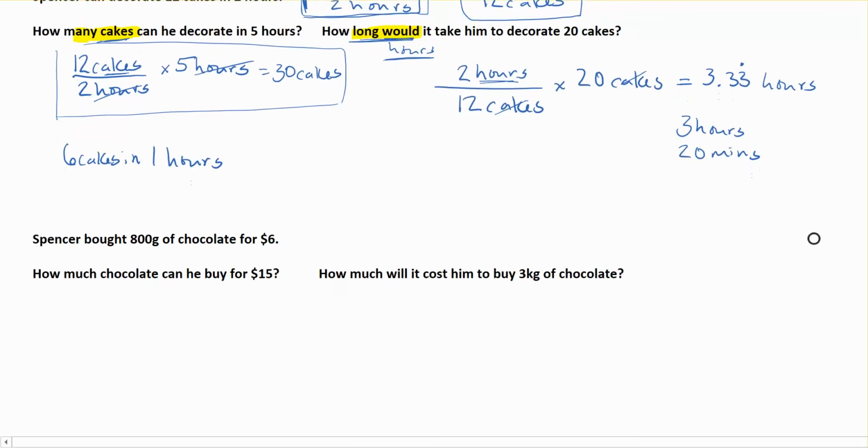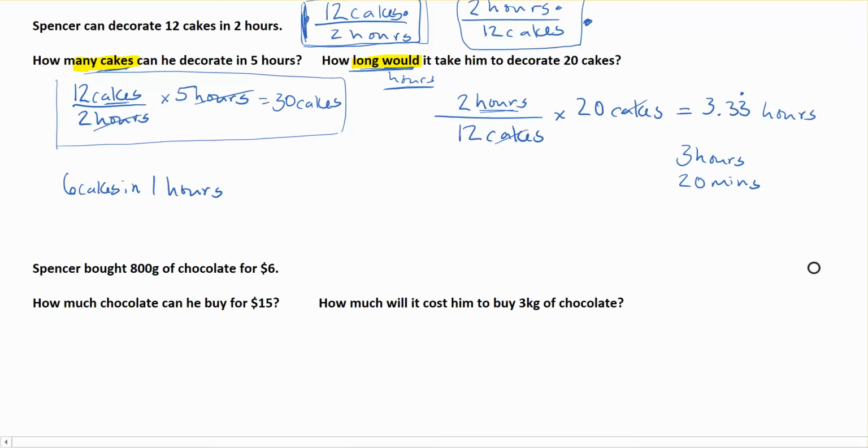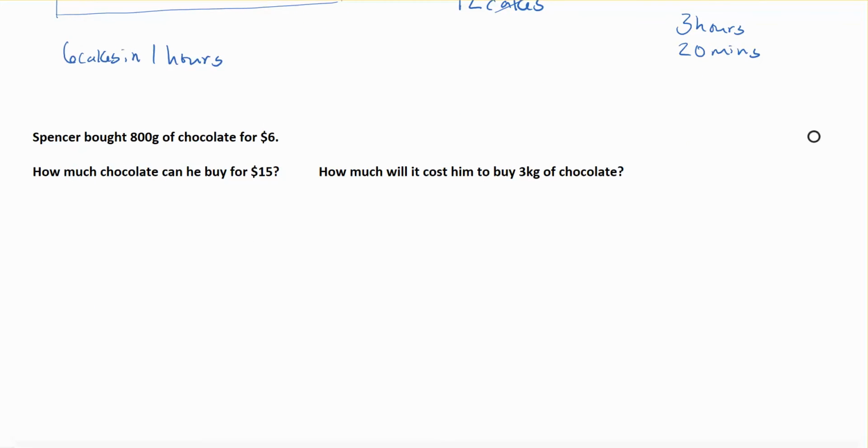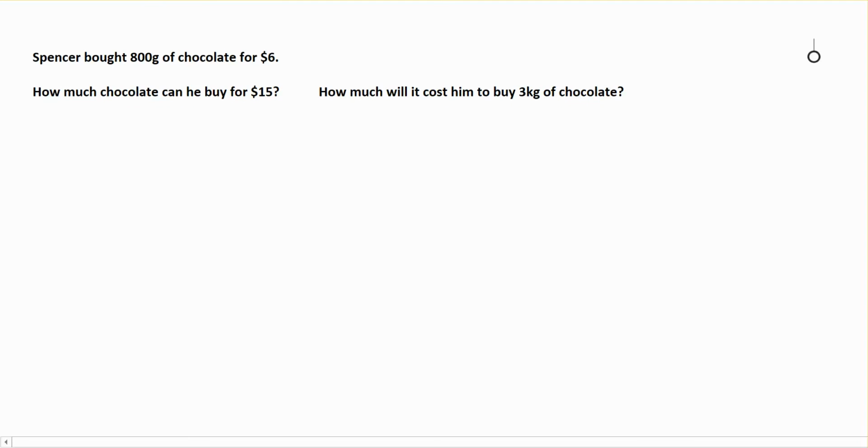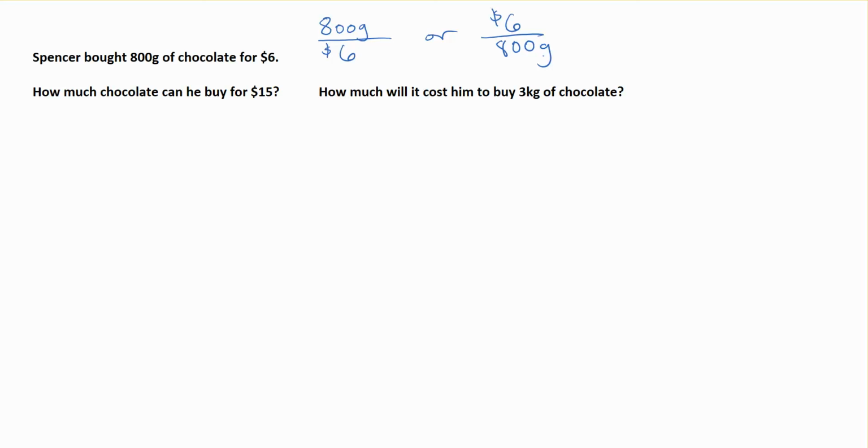So Spencer bought 800 grams of chocolate for $6. So there's two ways that we can write this then. We could say 800 grams per $6. Or we could also say $6 for 800 grams. And deciding which of these we're going to times in the problem is going to be determined by the units.